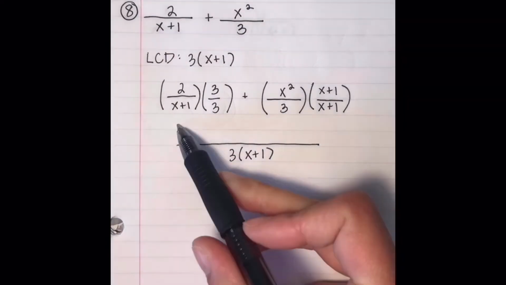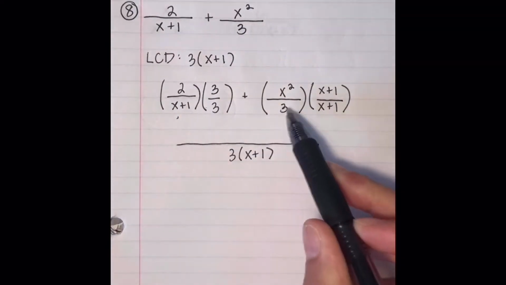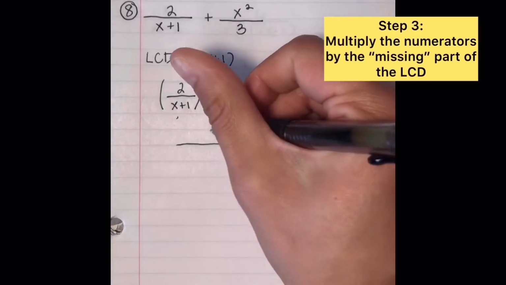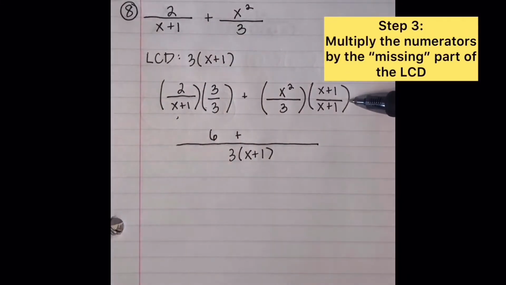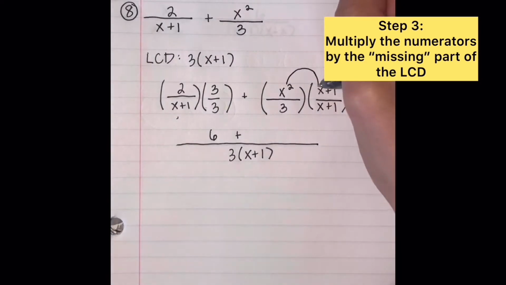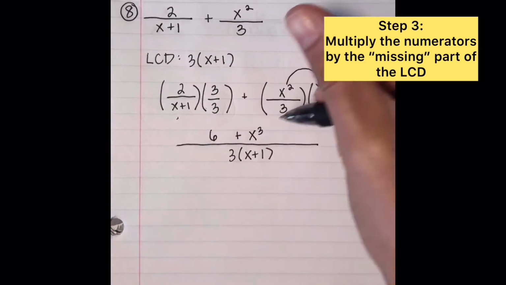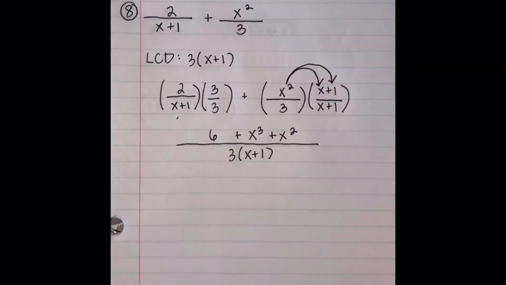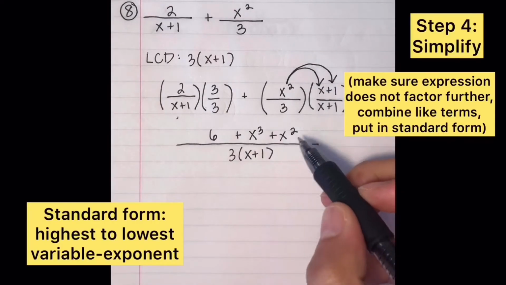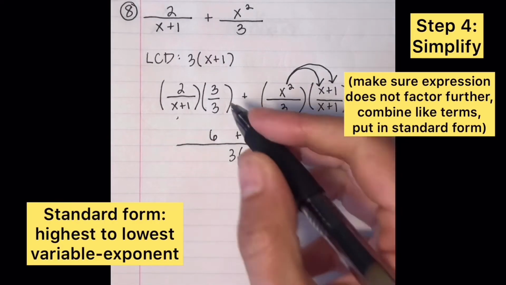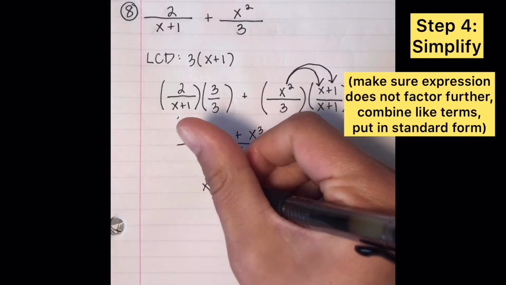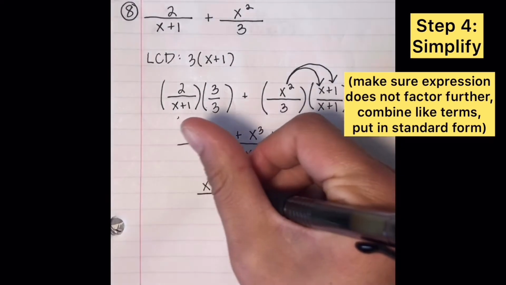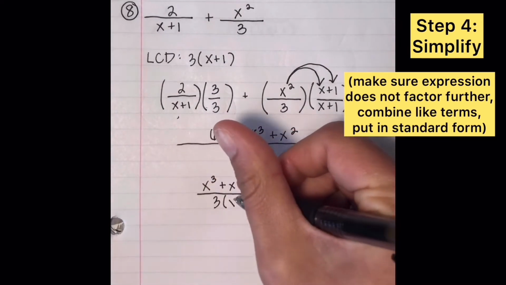They both have it because here we have x plus 1, 3, 3 times x plus 1, so now they're the same, and then we'll multiply. So here we've got 2 times 3 is 6, plus here we've got a little distributing to do. X squared times x is x cubed. X squared times 1 is x squared. This answer is fine, but it's not in standard form, so on the top we need to go biggest exponent to smallest. So the best answer would be x cubed plus x squared plus 6 over 3 times x plus 1.